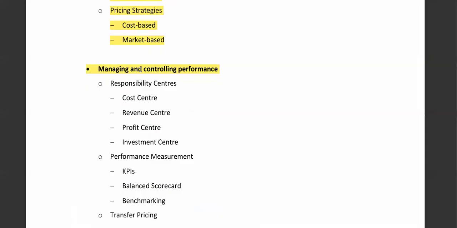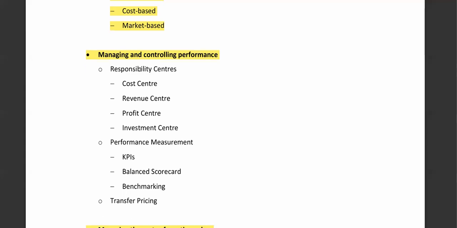pricing strategies, please make sure you are aware of price skimming, premium, and penetration. These are often relevant when you're looking at new product developments or new services. And it is important that you are aware of the appropriate situation to use these pricing strategies. So please make sure that you cover those within your revisions.